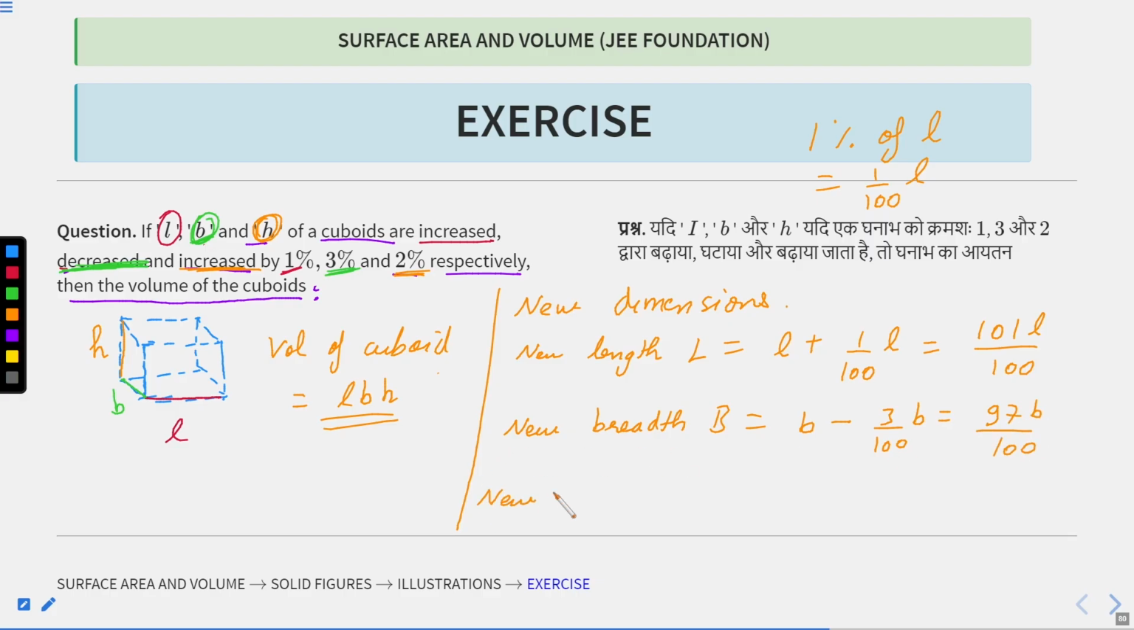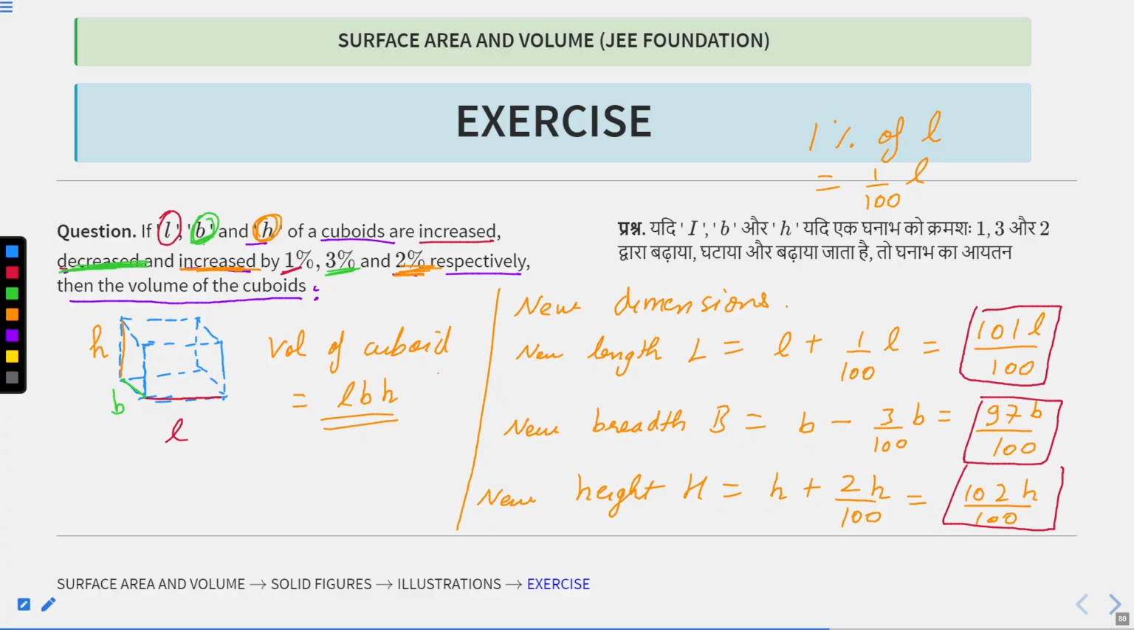Now the new height, which is capital H, is now, height got increased, so H plus increased by 2%, so the 2% is this. So this is my 102 H by 100. Now my new dimensions are as follows: the length is this, breadth is this, and the height is this.